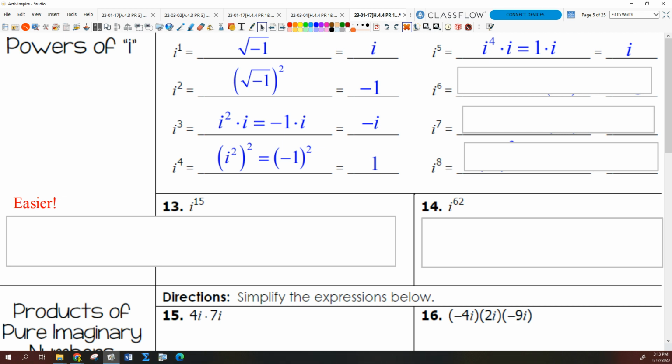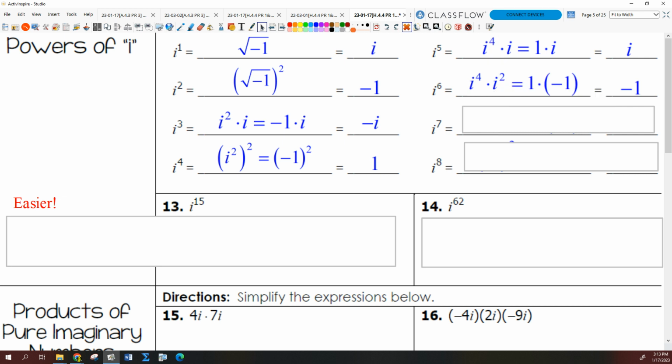What's I to the 6th? Okay, which is what? What's I squared? Negative 1, right? Yeah, I to the 6th, isn't that just I to the 4th times I squared? I to the 4th is 1, right? I to the 4th times I squared is just 1 times I squared.